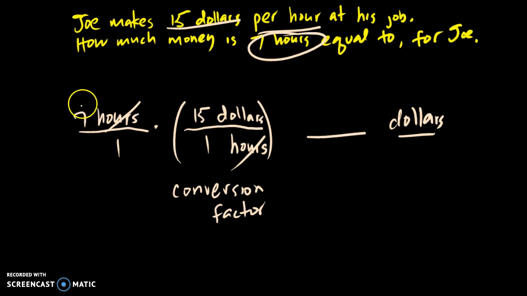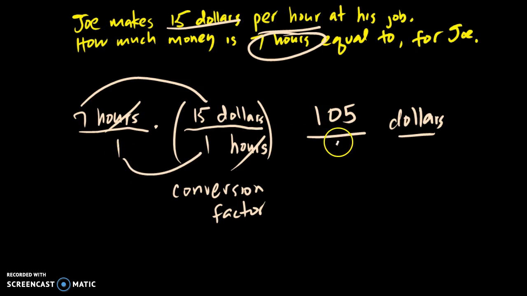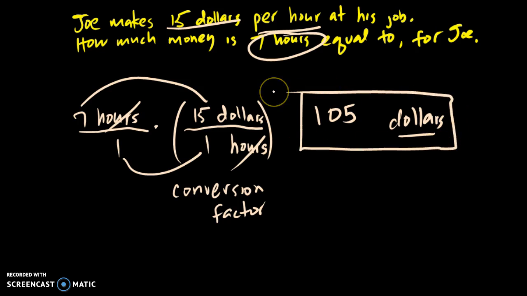So now it's just the math of 7 times 15 is 105. And 1 times 1 is 1. I don't have to write that. All right, there it is. $105 is what 7 hours of work gets Joe. We did this, and this is the equal sign here. This calculation was done using a conversion factor.